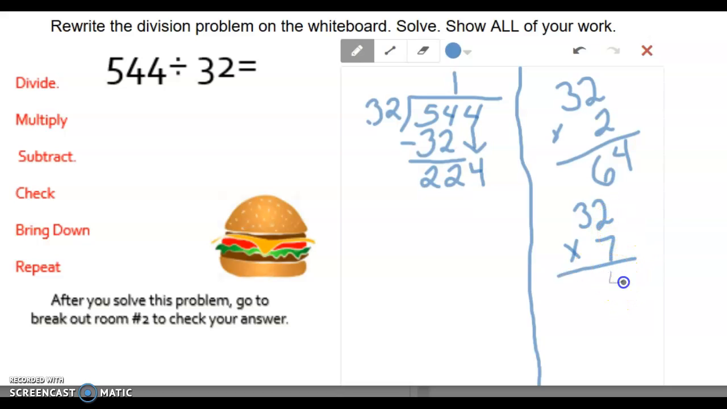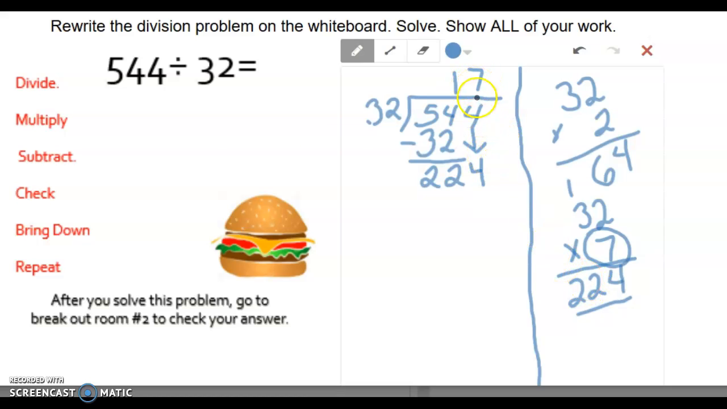So 7 times 2 is 14. Carry my 1. 7 times 3 is 21, plus 1 is 22. Oh my, look there. I noticed right away. 7 times 32 is 224. So 32 is going to go into 224 7 times. Had I not gotten this answer, if it was too low or too high, I could have adjusted how much I multiplied the 32 by to see what the product would have been and compare it. But this ended up being perfect.